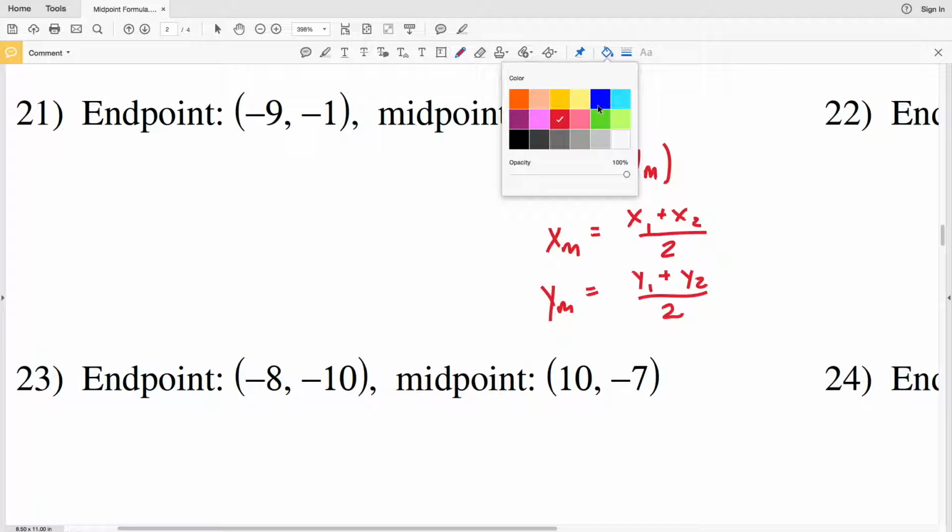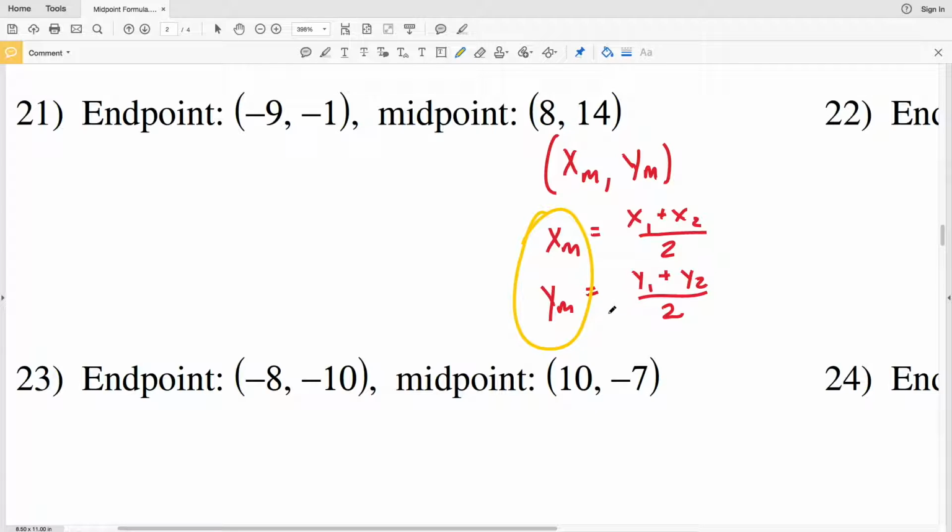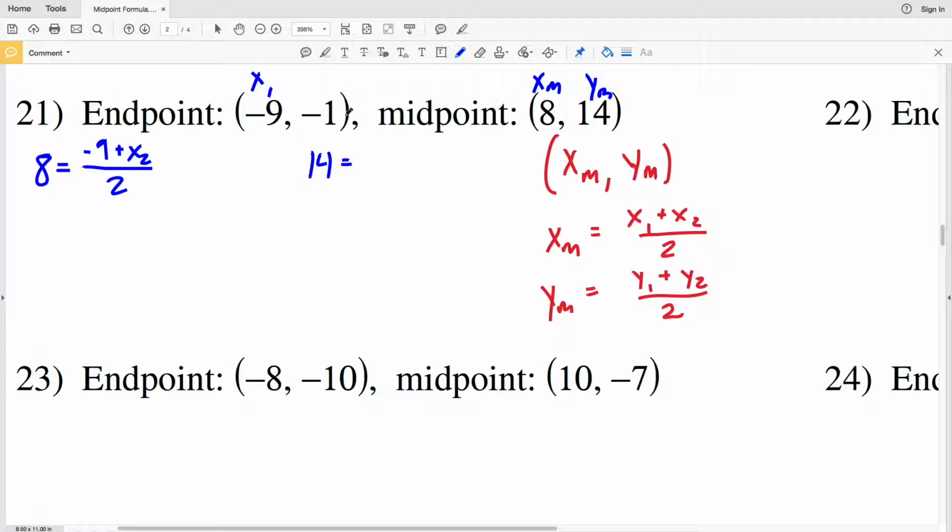Now, in the previous two videos for this worksheet, we were finding our midpoint. However, as opposed to finding the midpoint, we're given the midpoint, so we're going to be finding either x1 and y1 or x2 and y2. So our midpoint x sub m is 8, and our x sub 1 value will be negative 9. So we'll have 8 equal to negative 9 plus x sub 2 over 2. And for y sub m, if y sub m is 14, that'll be equal to y sub 1, negative 1, plus y sub 2 divided by 2.